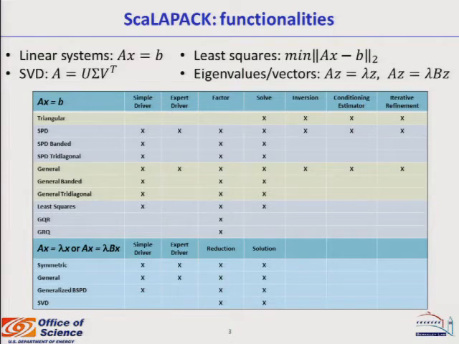For the standard eigenvalue problem, AZ equals lambda Z, or the generalized eigenvalue problem, AZ equals lambda BZ. And what this table shows, although we're not going to go into the details of the table, you have it in your copy of the slides, is basically the different ways you can solve linear systems or compute singular values or eigenvalues. There are different ways, a simpler way of computing things or a more expert way of computing things, and that's what the table shows.